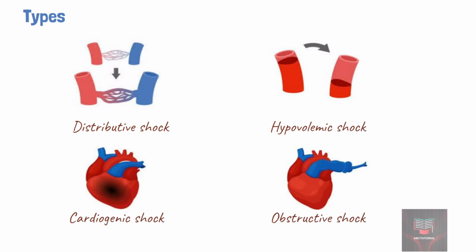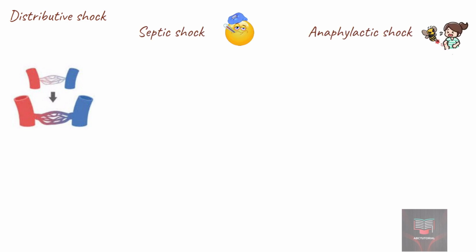There are mainly 4 broad categories of shock, which are distributive shock, hypovolemic shock, cardiogenic shock, and obstructive shock. Distributive shock is characterized by peripheral vasodilation, resulting in pooling of blood in the veins, thus reducing the amount of blood and oxygen getting to the tissues. Distributive shock can be classified based on the mediator of the systemic vasodilation. Types of distributive shock include septic shock, anaphylactic shock, neurogenic shock, and endocrine shock.